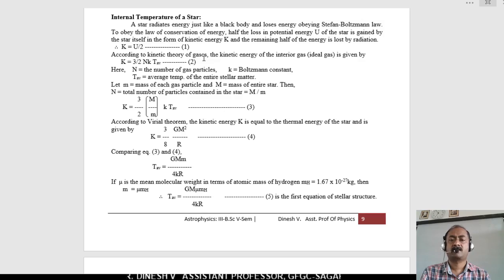According to kinetic theory of gases, the kinetic energy of the interior gas, that means the ideal gas of a star, is given by 3 by 2 into n k into T average. Here n is the number of gas particles and k is the Boltzmann constant. T average means average temperature of the entire stellar matter. Let small m be the mass of each gas particle and capital M the mass of the entire star. Then kinetic energy becomes 3 by 2 into M upon small m into k T average. Let it be equation 3.